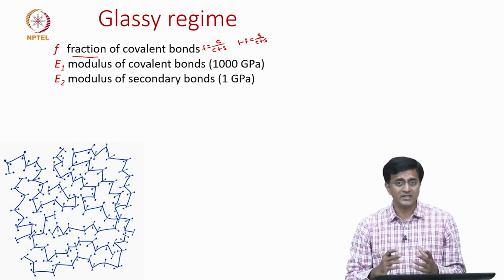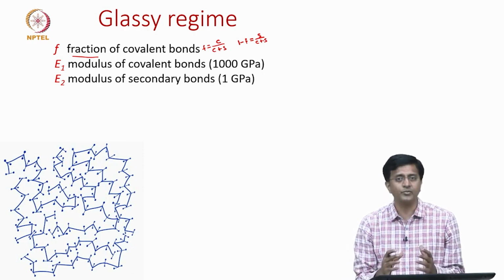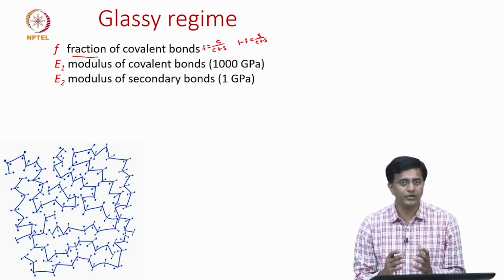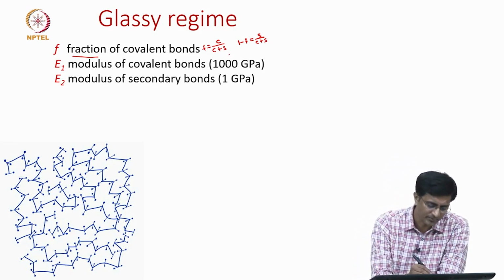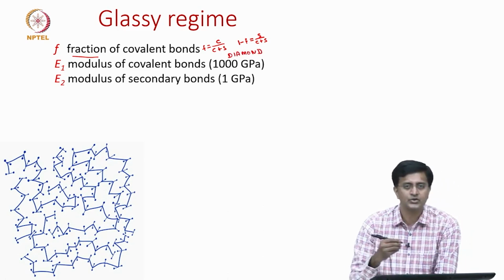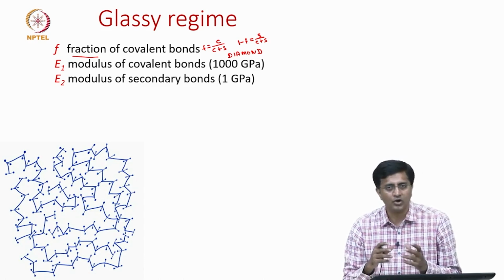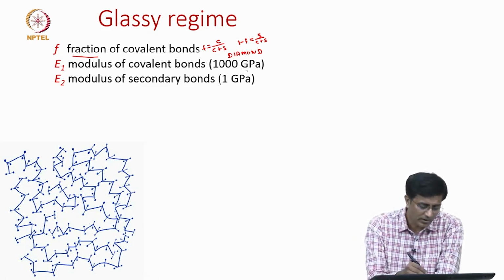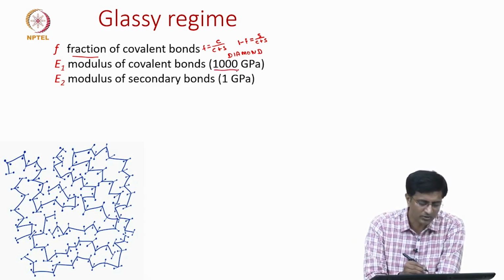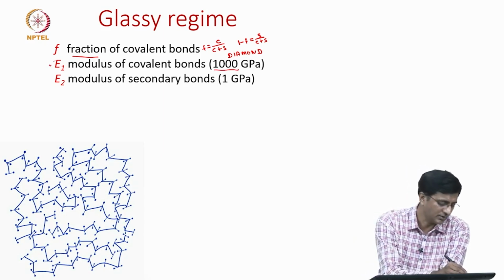Let us think of an example where we have 100% covalent bonds. Can you think of any polymer or any material where there are just covalent bonds, but no secondary bonds at all? One example for that is diamond, where we have strong carbon bonds in all directions. For diamond the modulus is about 1000 gigapascals, that is what we are seeing here.